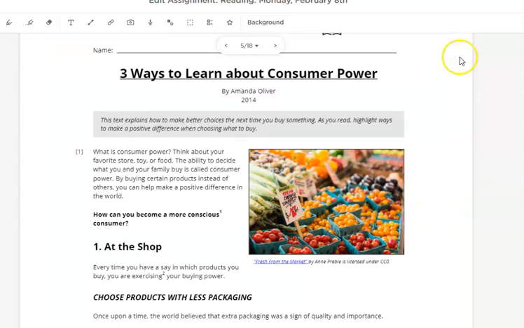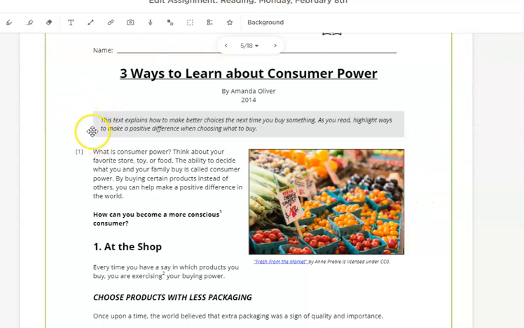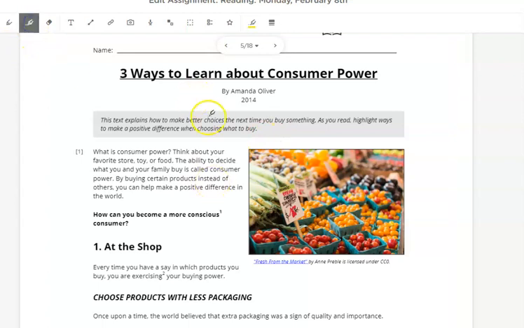Now, CommonLit always has this gray box at the top that gives us extra information. It says this text explains how to make better choices the next time you buy something. As you read, highlight ways to make a positive difference when choosing what to buy. Before we begin, I want to label the different parts of this text.